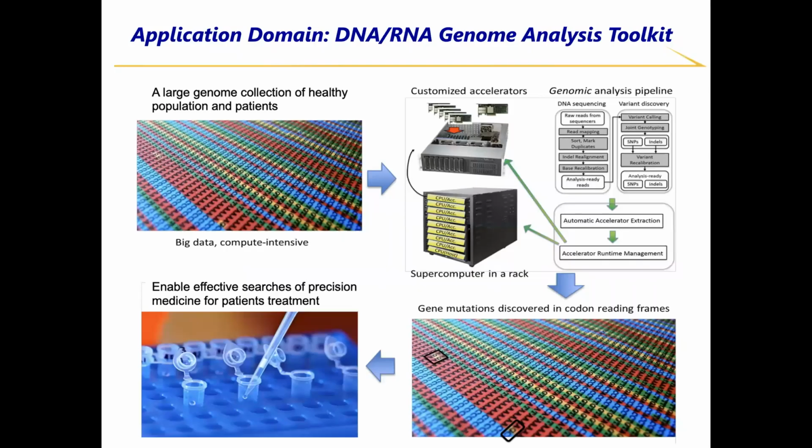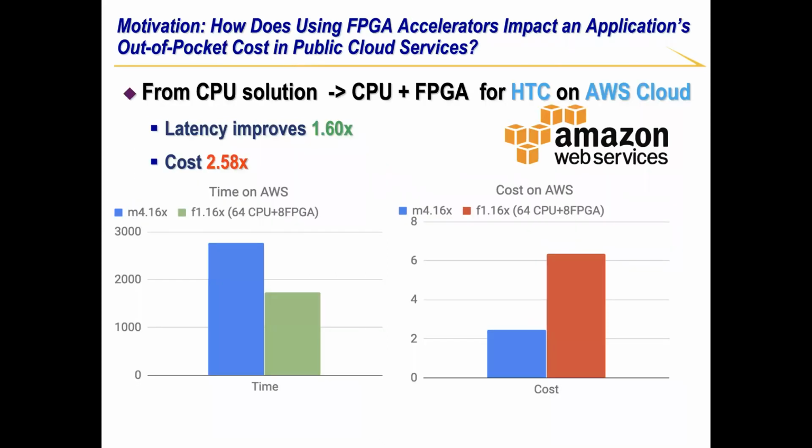In this work, we use Genome Analysis Toolkit, GATK, as application driver, while the FPGA accelerator achieved huge kernel speedup due to the massive parallelism and huge computation intensity. When we deploy the accelerator in public cloud, one of the key questions arises: how does using FPGA accelerators impact an application's out-of-pocket cost in public cloud services, such as Amazon Web Service, Google Cloud, or Huawei Cloud?